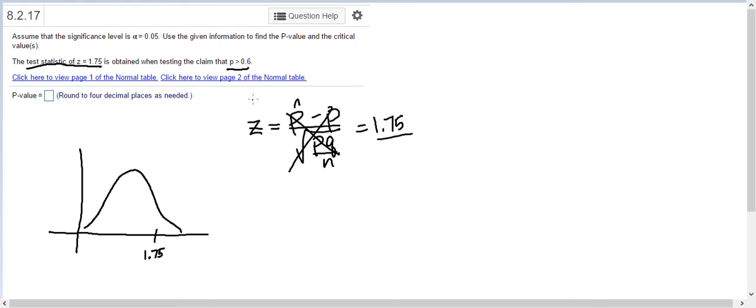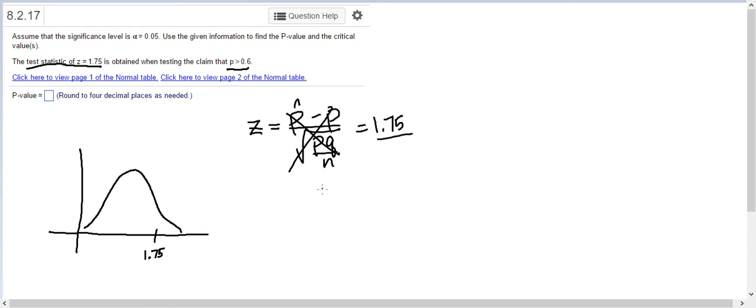We're testing the claim that some proportion is greater than 0.6. This could be something like the proportion of voters in Wyoming that voted for the Republican for president would be greater than 60%. We want to prove that it's greater than 60%, and we went out and asked a lot of people who they were going to vote for, and we calculated z and got 1.75.